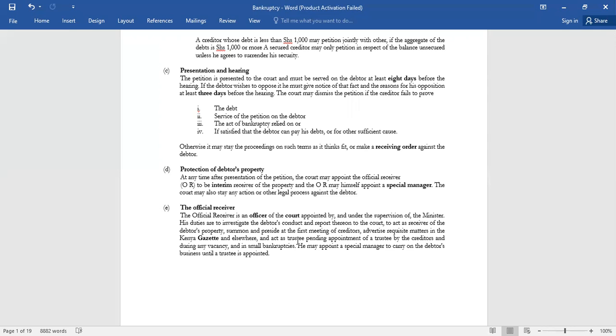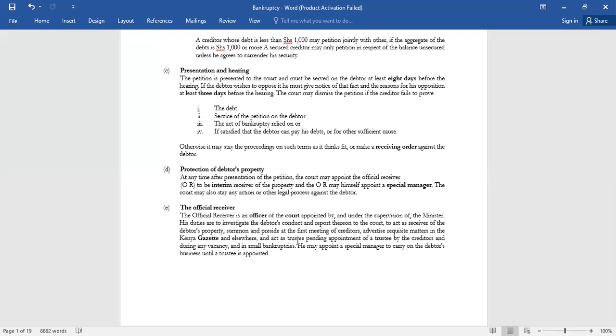And the OR, or the official receiver, may himself appoint a special manager to administrate your property. The people will have a lot of money and they are just non-committal on meeting their obligations. So the court may also stay any action or other legal process against the debtor. In other words, they'll say, stop. Let us take this data easy and confirm whether whatever is being petitioned is true. Are we together?